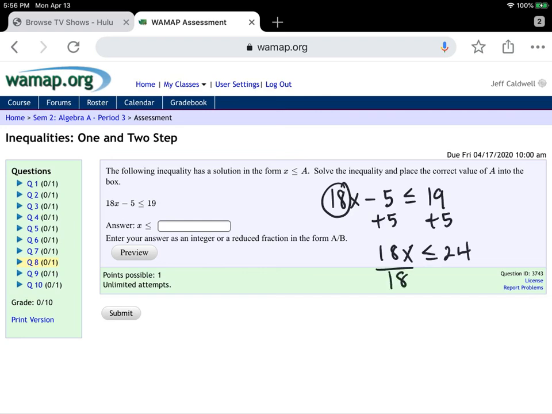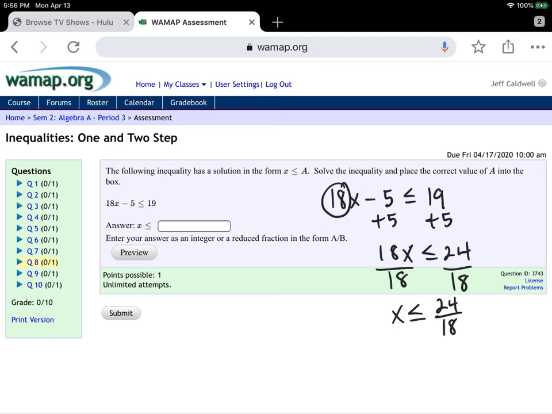Divide both sides by 18. And x is less than or equal to 24/18. Now, 24 over 18 does simplify. So that's where we can go to the calculator and punch in math fraction and reduce this thing.